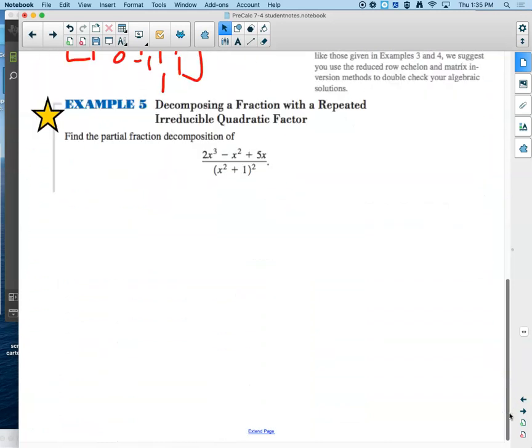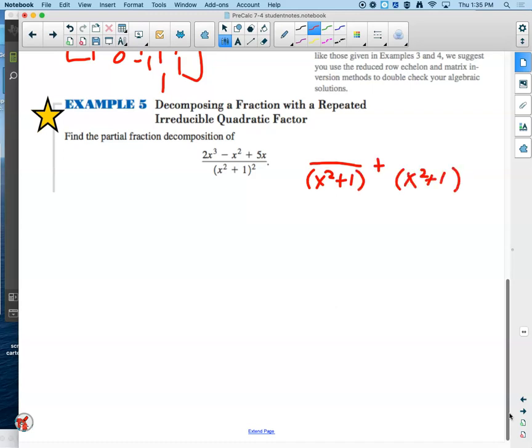Example 5. This one says decomposing a fraction with a repeated irreducible quadratic factor. So now we notice that the denominator is already factored because x squared plus 1 we just saw in the last problem is an irreducible quadratic. So I know that one of these could be x squared plus 1 and the other one could be x squared plus 1 squared. Now, why do I say it that way? Because that's the only way we could split this one up. Remember, we're trying to put this into separate fractions so that it's not such a large polynomial that we're working with, or two large polynomials with our numerator and our denominator.